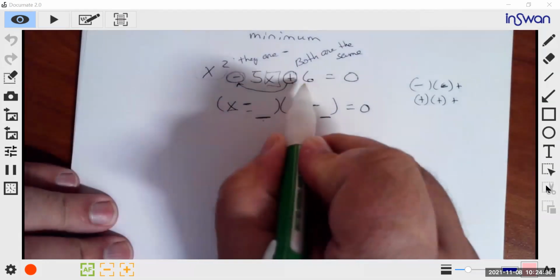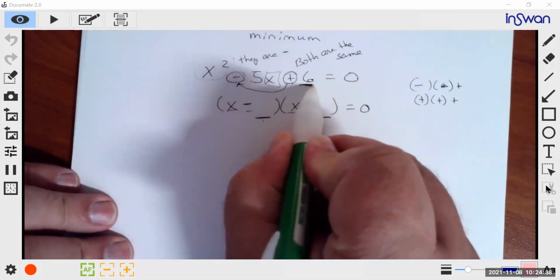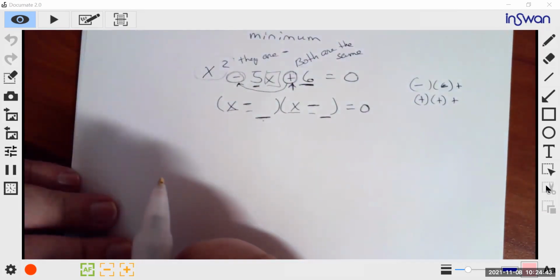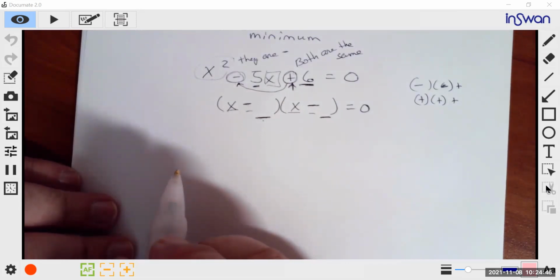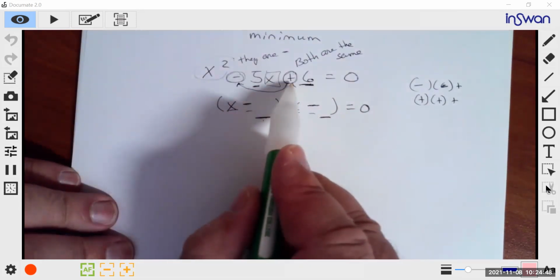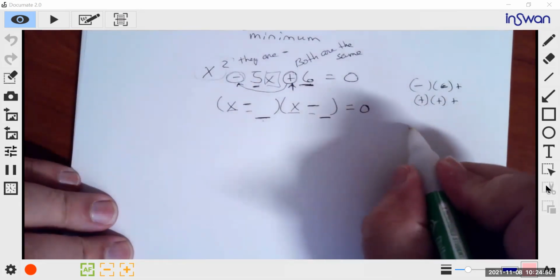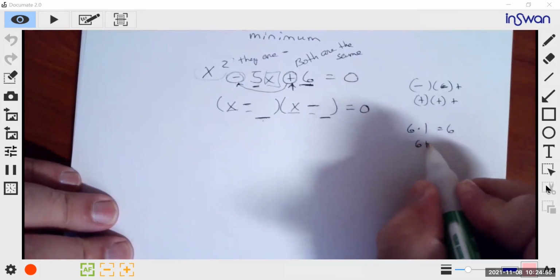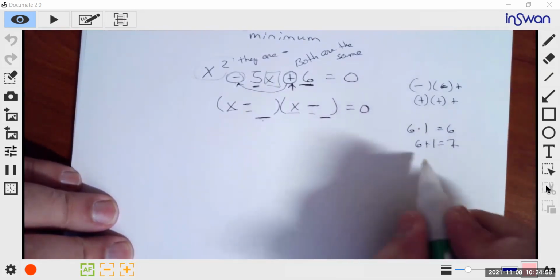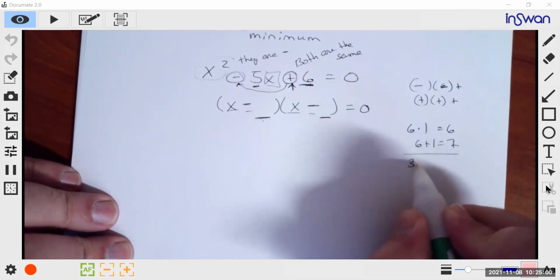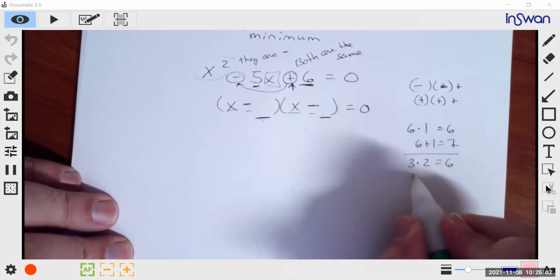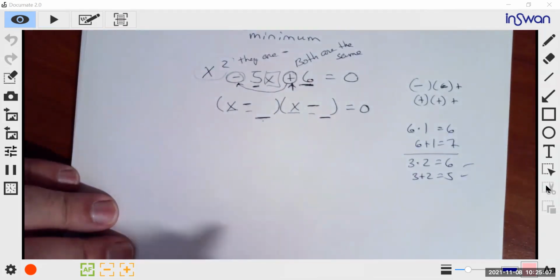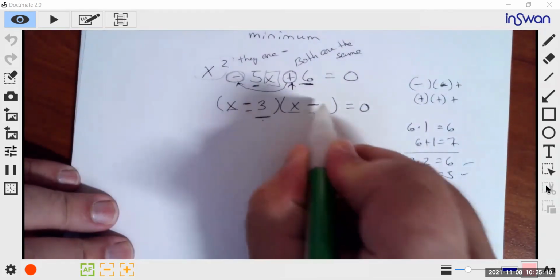Now the number. What times what is 6? When you add them, you get 5. So the only possibility is 6 times 1 is 6. But when I add them, I get 7. Another possibility, 3 times 2 is 6. 3 plus 2 is 5. That's what I want. So the numbers that go inside here are 3 and 2.